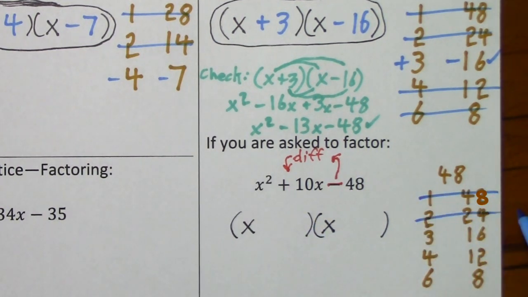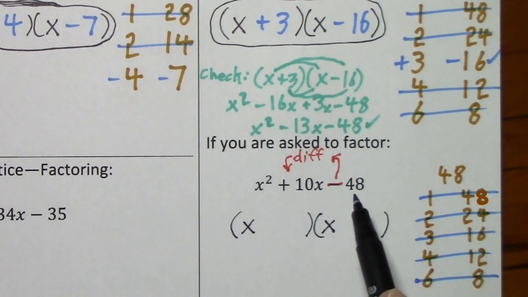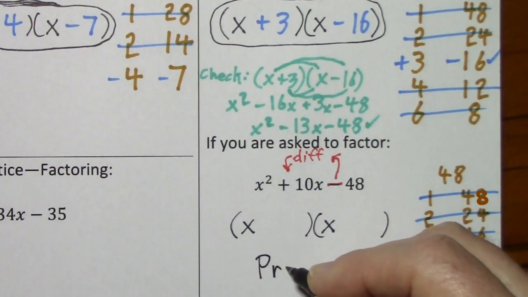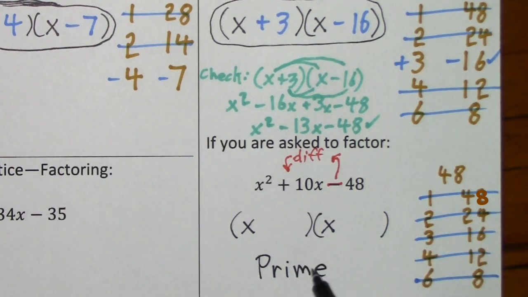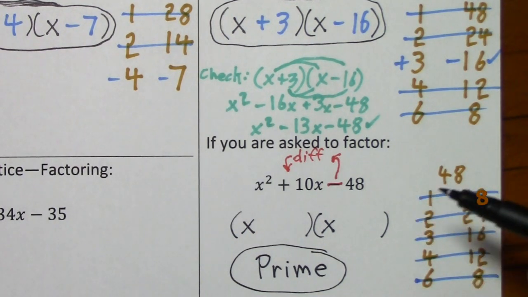No, this wouldn't work. This would give me, nope. This wouldn't work. This wouldn't work. And this wouldn't work. So given all the factor pairs, there's no way to subtract and get my middle term. Therefore, this expression cannot be factored. You can write prime, because that's your answer. Or if you feel like writing it cannot be factored, you're welcome to do that as well.